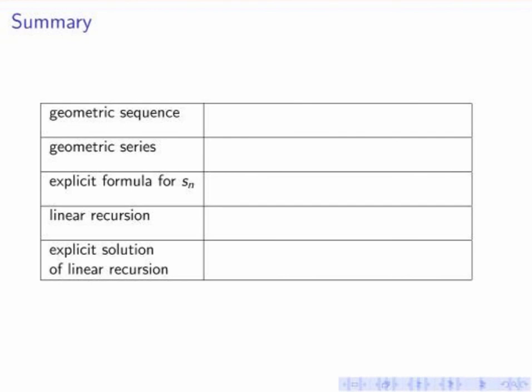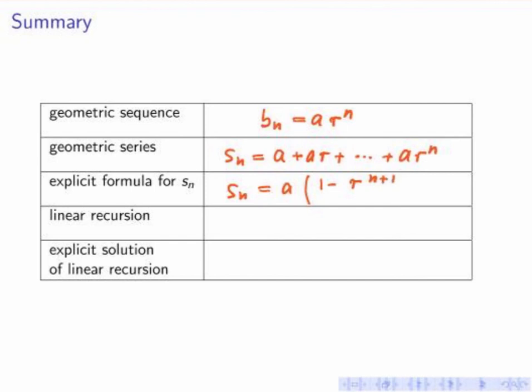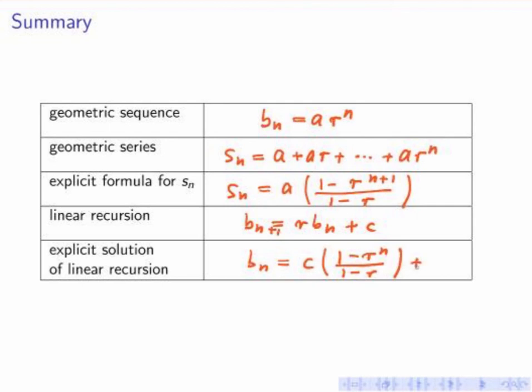So let me summarize. A geometric sequence has the form Bn equals A times R to the n. A geometric series is the sum of those first terms: A plus AR plus ... plus AR to the n. An explicit formula for Sn we found to be A times 1 minus R to the n plus 1 divided by 1 minus R. A linear recursion is a recursion of the form Bn plus 1 is R Bn plus C. And we found an explicit solution for a linear recursion to be Bn is C times 1 minus R to the n divided by 1 minus R, plus R to the n A.